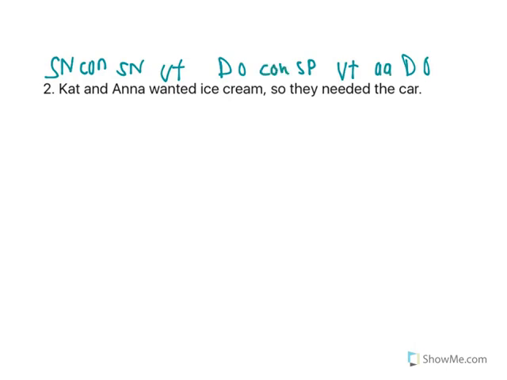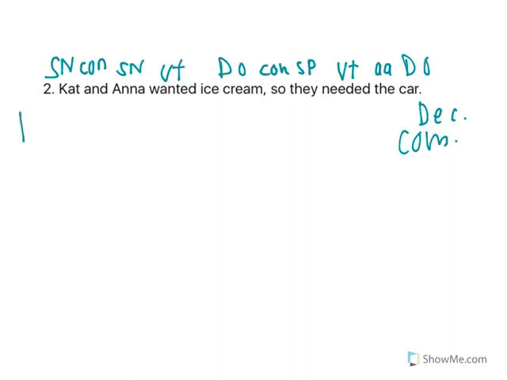So this is a declarative sentence. Is this a simple sentence or a compound sentence? Well, does it have two independent clauses joined by a comma and a coordinating conjunction? This is an independent clause. It can stand alone. Kat and Anna wanted ice cream. They needed the car. These are both independent clauses, and it has both a comma and a coordinating conjunction. So yes, this is a compound sentence.